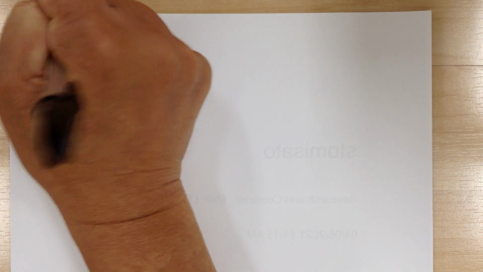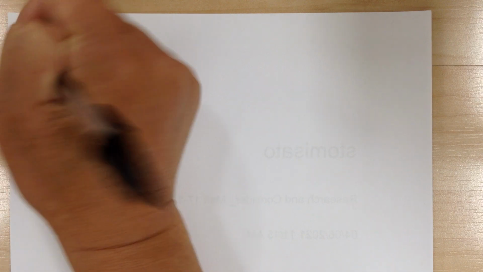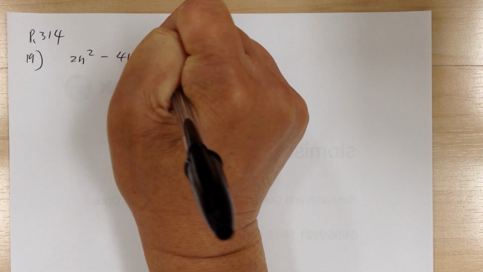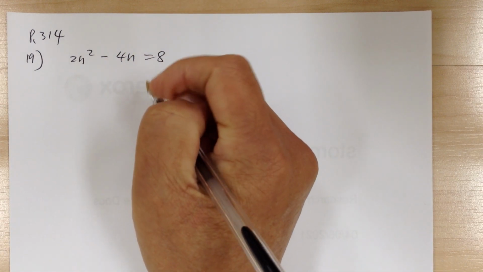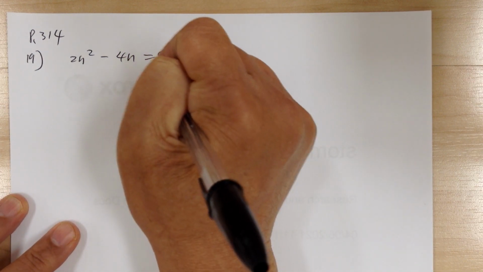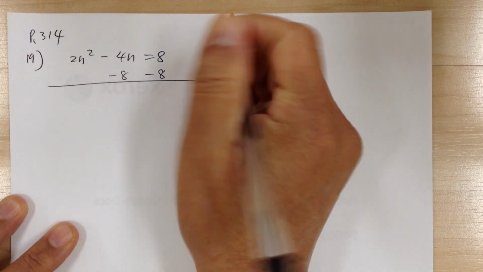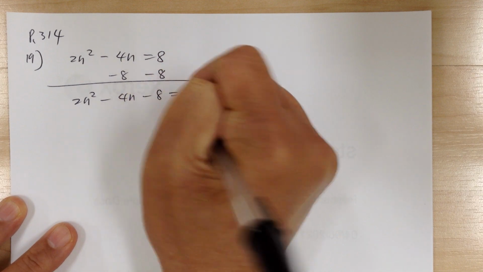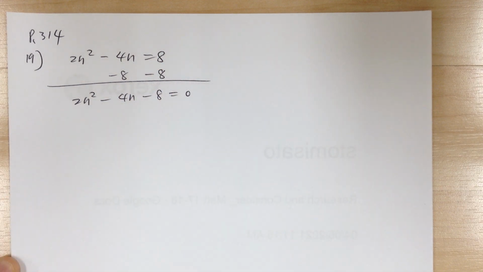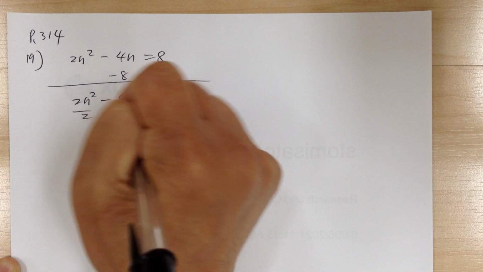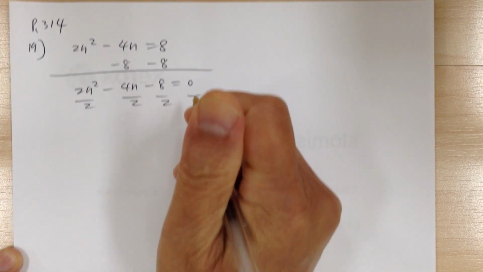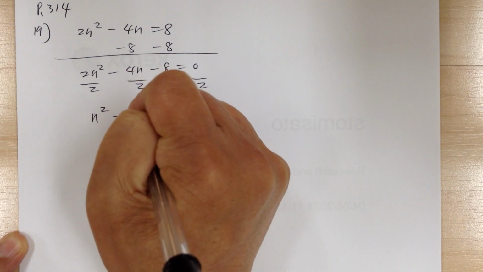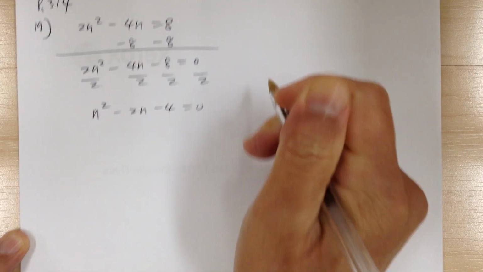Let's go to page 314 and number 19. You got 2n squared minus 4n equal to 8. Okay, so let's make it equal to 0 on the right hand side. So you got 2n squared minus 4n minus 8 equal to 0. Now all these are multiples of 2, so I'm going to divide everything by 2 to lower my numbers, to make it easier to solve. So I get n squared minus 2n minus 4 equal to 0.